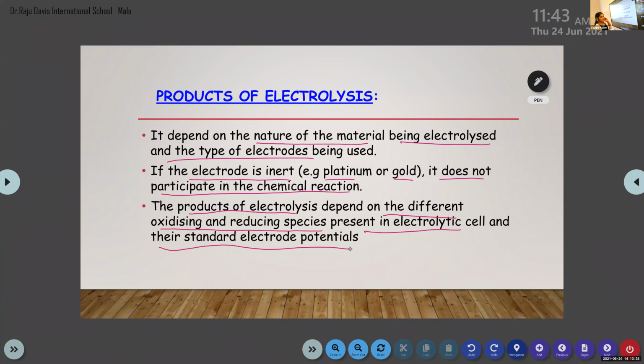And in the electrochemical series, you have observed that if the electrode potential is high, or they are lying at the top of that series, they undergo reduction. And if the electrode potential is negative and they lie at the bottom of that series, they will undergo oxidation. So depending upon these standard electrode potentials of the oxidizing and reducing species, we can predict the products.